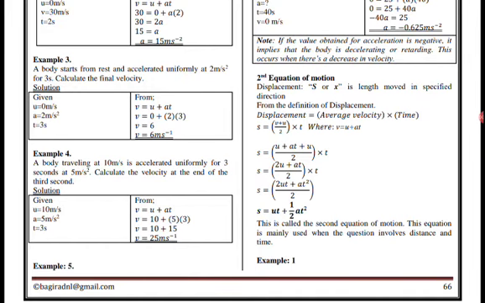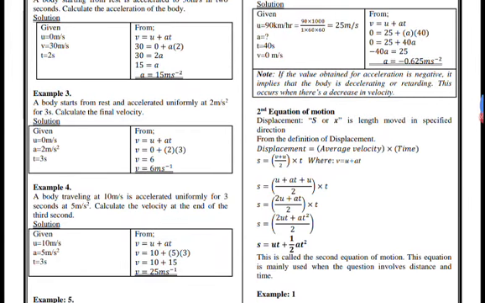Hello, we are back again. We're going to continue from where we stopped last week, and we had looked at the first equation of motion. I hope that you tried out the numbers and got the answers that were given.